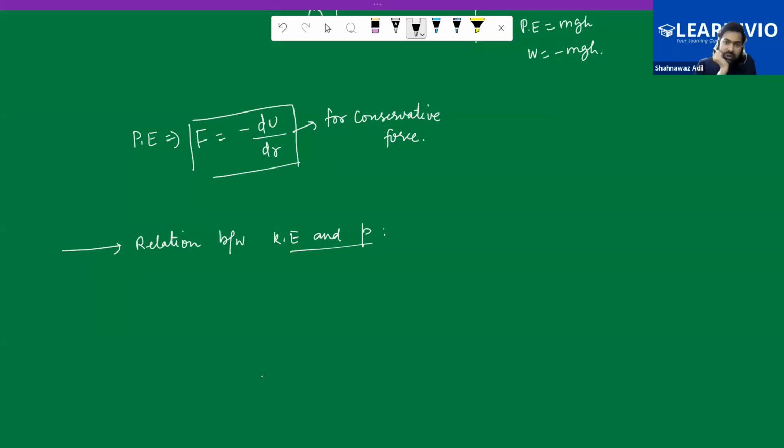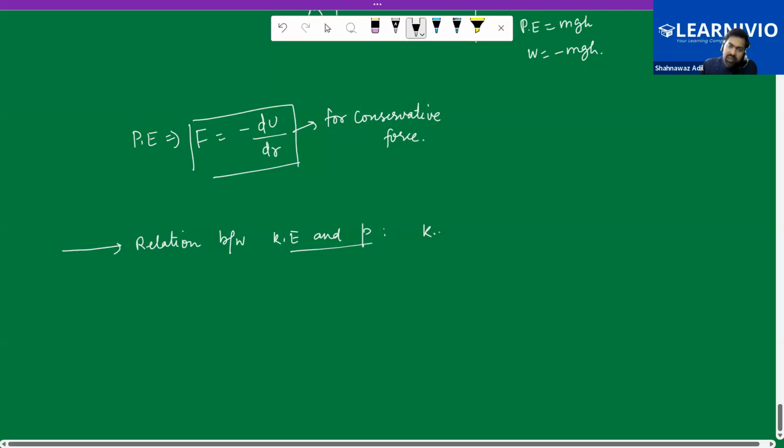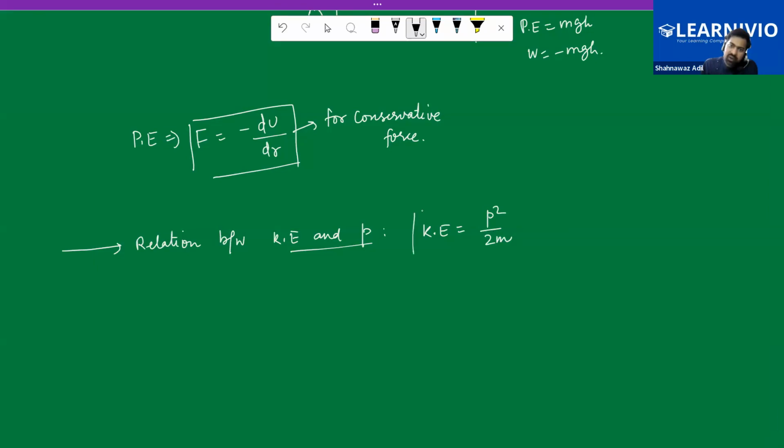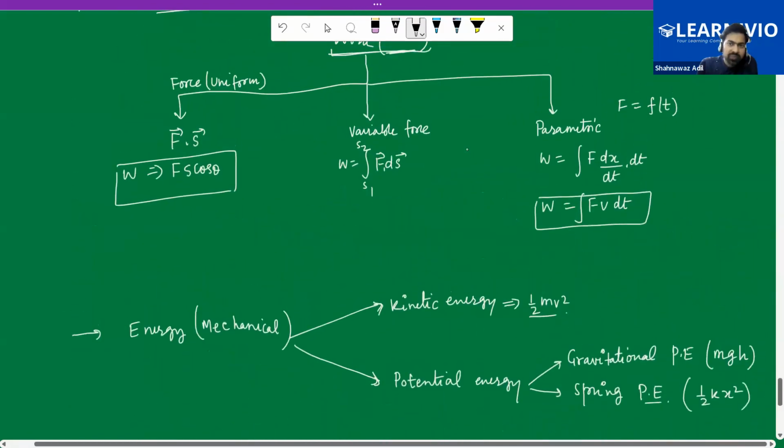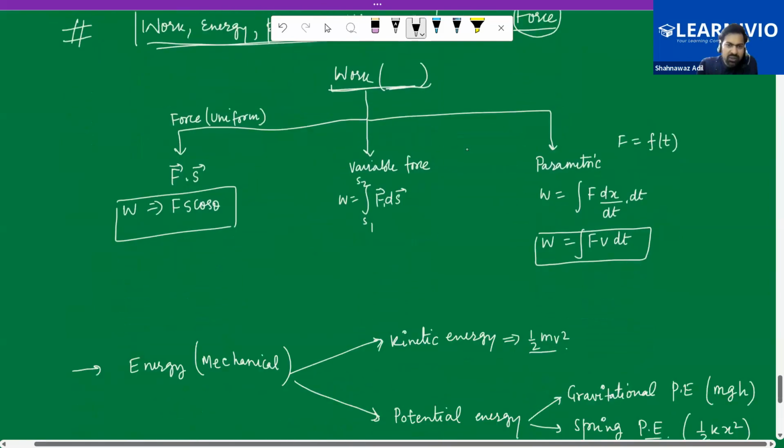So, yes. The relation between kinetic energy and momentum is that kinetic energy is p square by 2m. So this is how we write these, right? And whatever point you want to note down, you can note it side by side, because you have already learned these things. If you want to note some points, you can also tell me. So these things you have to remember.